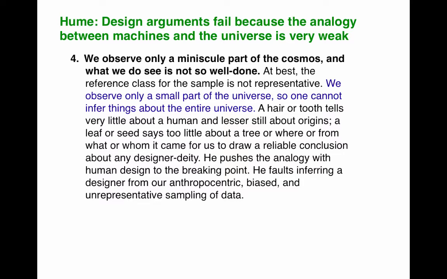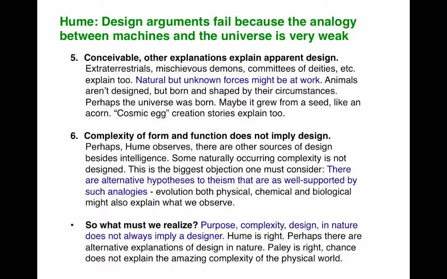A hair or tooth tells very little about a human, and lesser still about origins. A leaf or seed says too little about a tree, or where or from what or whom it came, for us to draw a reliable conclusion about any design or deity. Hume pushes the analogy with human design to the breaking point. He faults inferring a designer from our anthropocentric, biased, and unrepresentative sampling of data. There are other problems. Conceivably, other explanations explain apparent design.